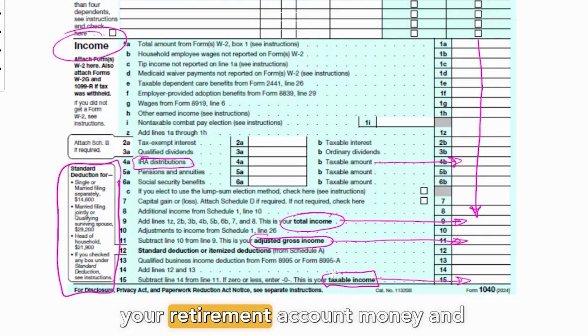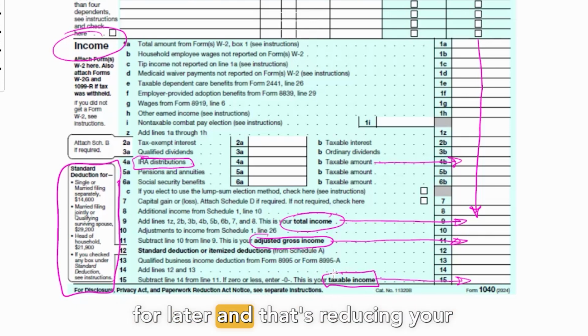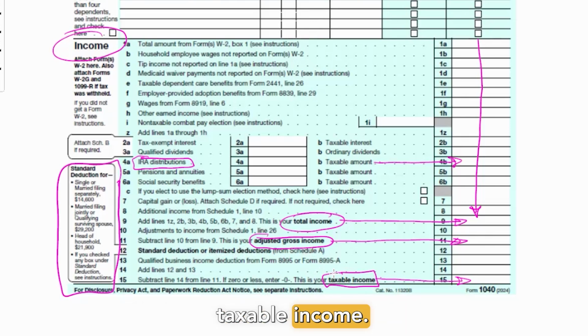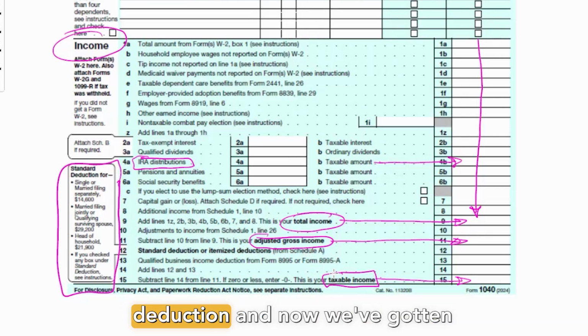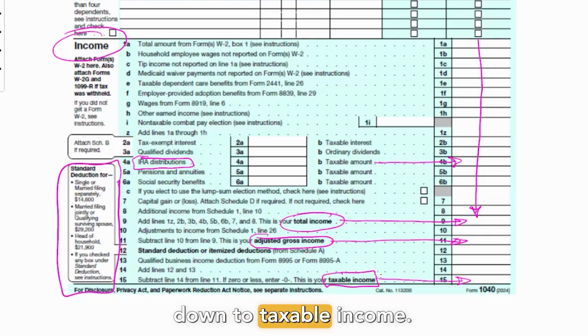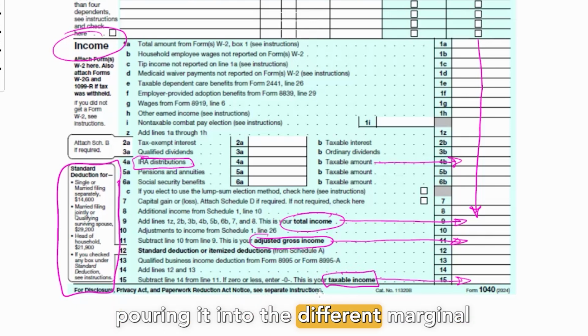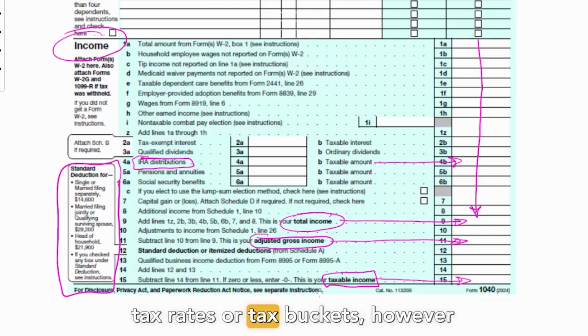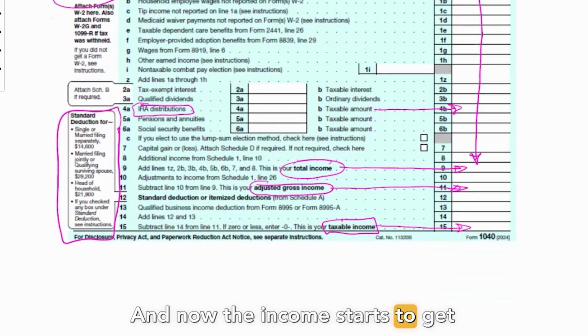I've taken your retirement account money and I've put that over into save spend, because that's going to be for you for later, and that's reducing your taxable income. And then I reduced it further by the standard deduction or the itemized deduction, and now we've gotten down to taxable income. And this is the part where we start pouring it into the different marginal tax rates or tax buckets, however you want to refer to them. And now the income starts to get taxed.